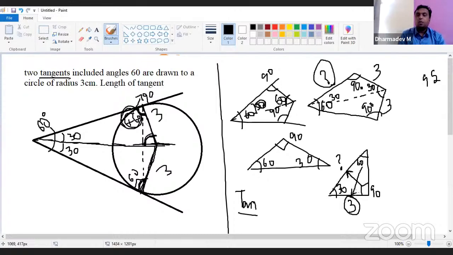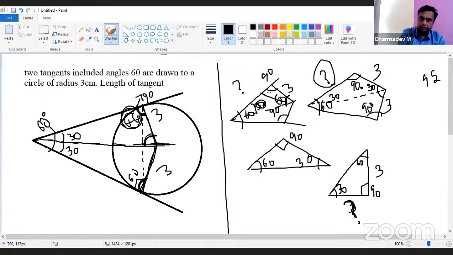I want to find the opposite side. You're finding the bigger side, right? So you're finding the 60 degree bigger side, and this is going to be 3. If this is 3, what is this side? This is a question mark. I want to find the bigger side, opposite of 60. So what is tan 60?